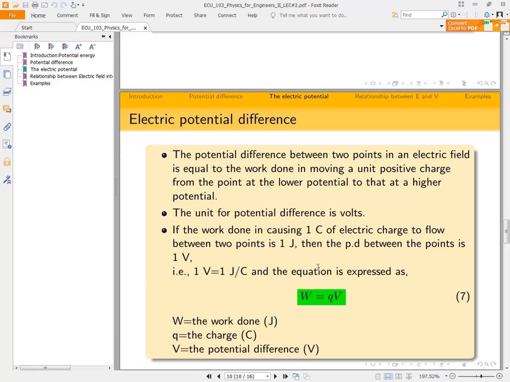But the electric potential is work done per unit charge, and that is equation number 7, which is work done is charge times voltage. These equations that I'm putting in a green color are the main equations which you should pick when you are dealing with a numerical problem. That's why I've highlighted them in green. So here W is work done, Q is charge, and V is the potential difference.